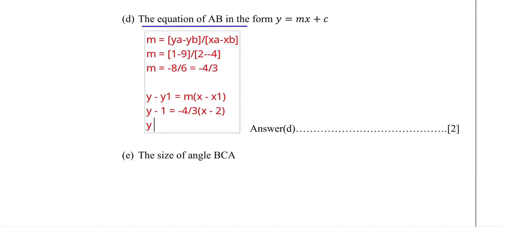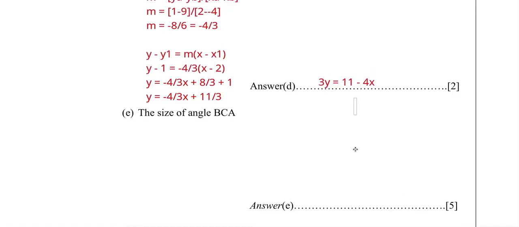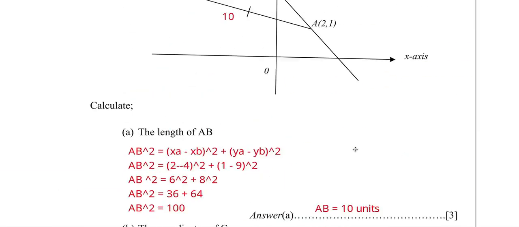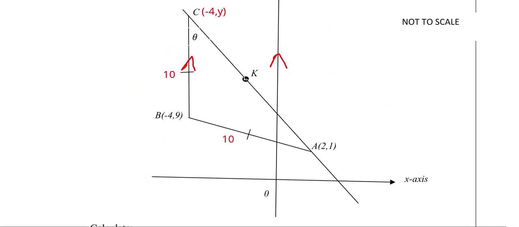Next, so then this is y equals -4/3 x plus 8/3, then plus 1. Taking that 1 to the other side, your y will be equal to -4/3 x plus 11/3. Next question, the angle BCA, that angle labeled theta there. Before we can find that angle, we first need to know the measure of this side here. Let's first calculate that side.